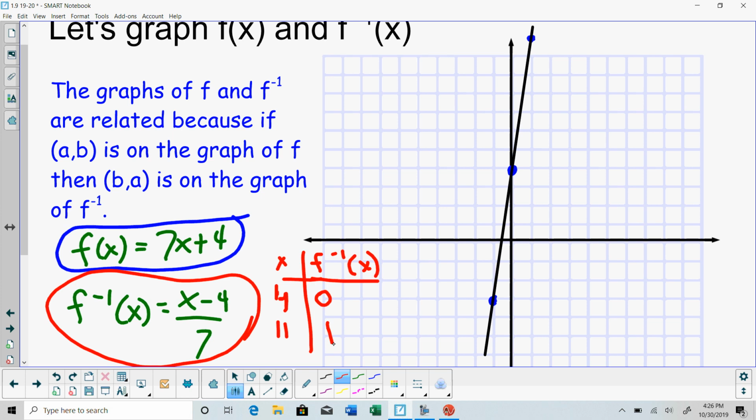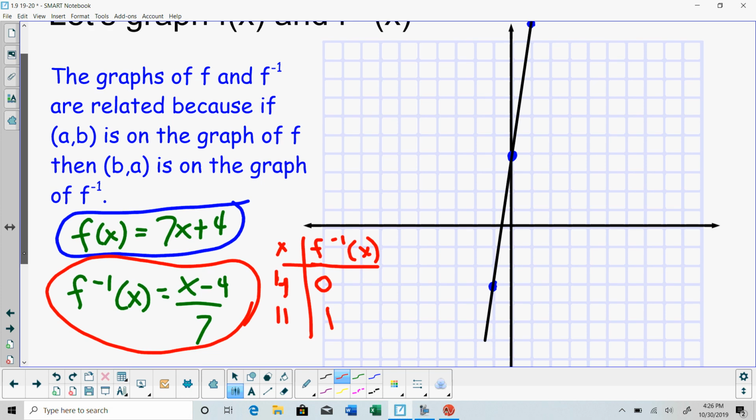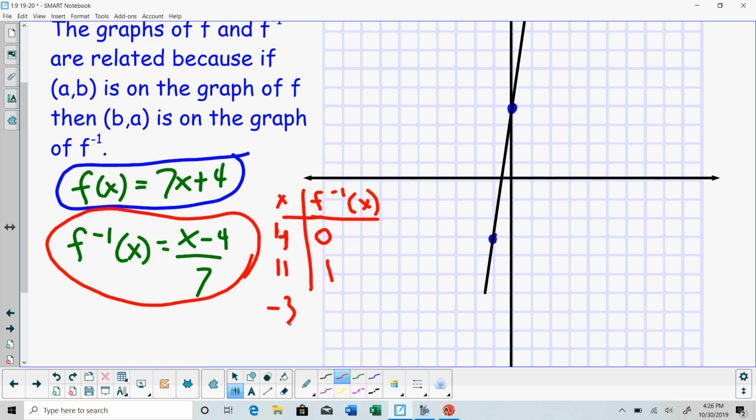And how about if I plug in -3? If I get -3 minus 4, that's a -7. And -7 over 7 is a -1. So let me plot these 3 ordered pairs that we found. There's 4, whoopsie, 4, 0 is right here. Get rid of that guy. And let's see, that's 4, 0. I need 11, 1. That's a little bit off my graph, but it's about here. And then -3, -1.